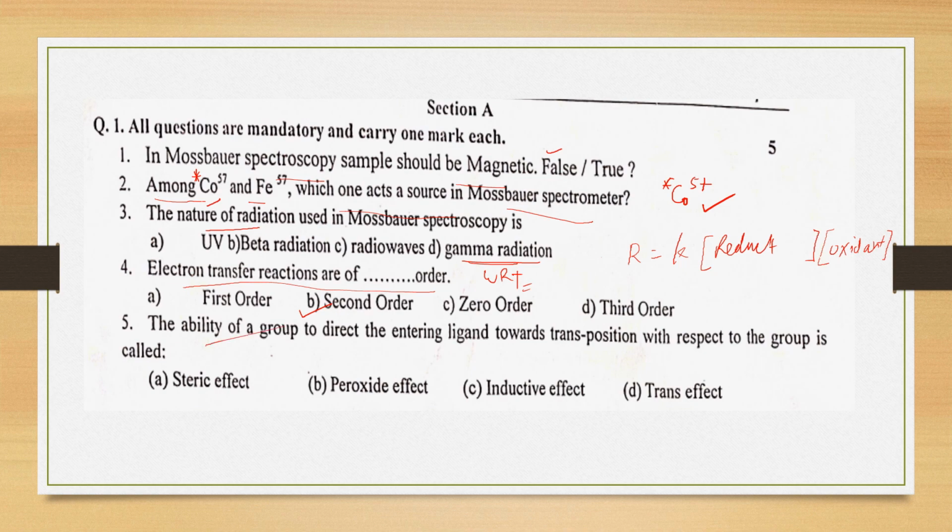The ability of a group to direct the entering ligand towards a trans position with respect to the group is known as the trans effect. In trans effect, the position occupied by the incoming ligand is decided by the group which is already present in the species or molecule. The group already present on the complex decides which position the incoming ligand will occupy. So this is the ability of a group to direct the entering ligand's position. So that is trans effect.